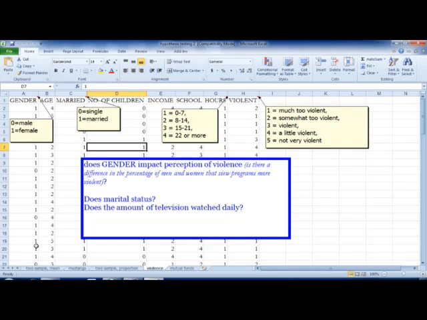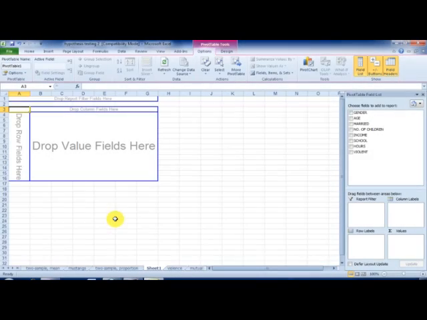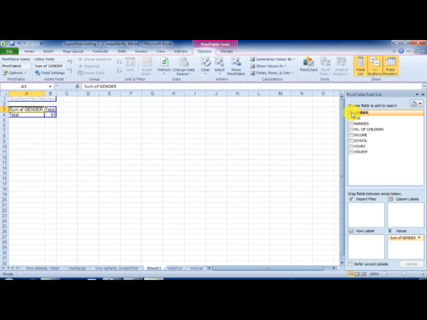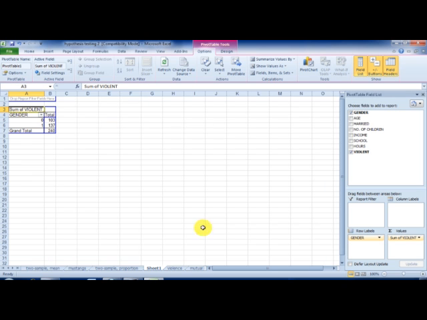So one of the questions is, does gender impact the perception of violence? And we would do a proportion test. So that second question is there. Is there a difference in the percentage of men and women that view programs as more violent? So this data is grouped in such a way, or it's probably easier to understand what the data is saying if we create a pivot table. So let's do that. And we're going to group by gender. But we want to look at or analyze that violent variable. So you could put it over here, or you could drag it up there.